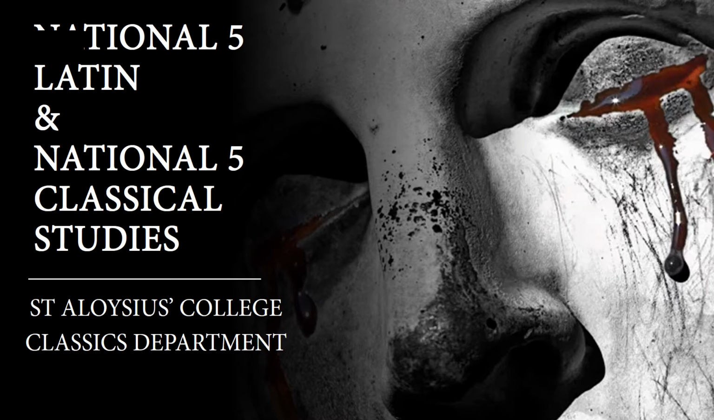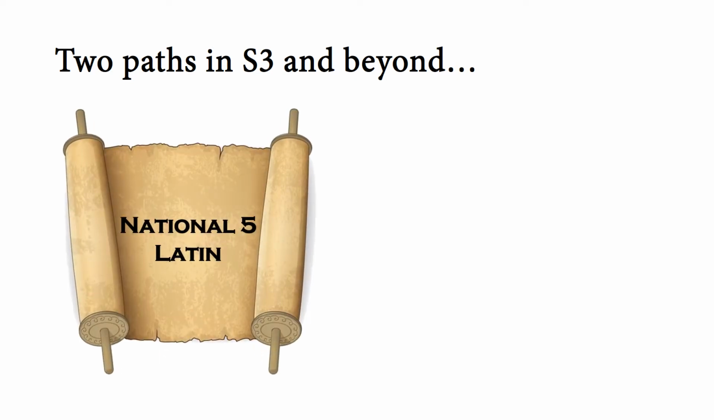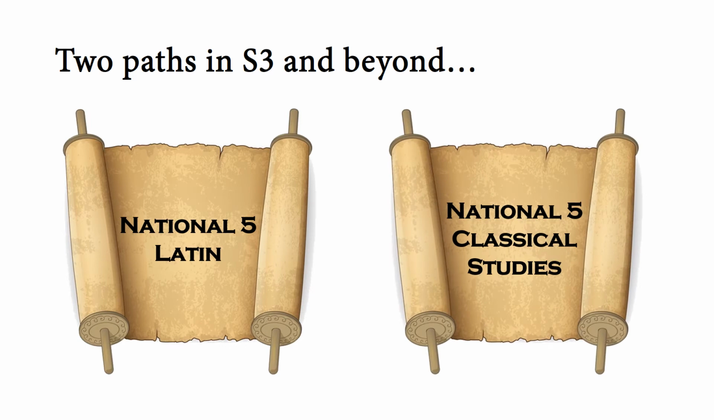In the following slides I will talk you through the qualifications available at National 5 level, that is National 5 Classical Studies and National 5 Latin. So as I've just mentioned, in the Classics department we have two subjects available for study at National 5 level. The first of these is National 5 Latin and the second is National 5 Classical Studies.